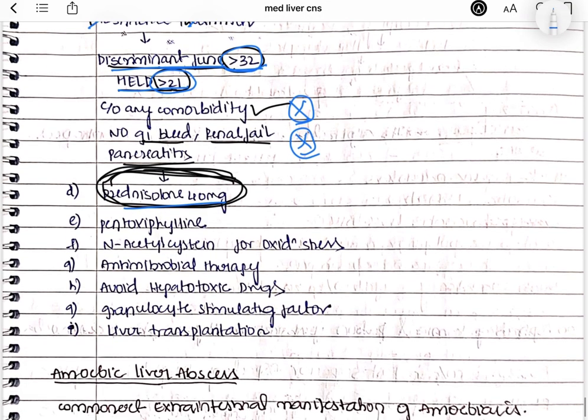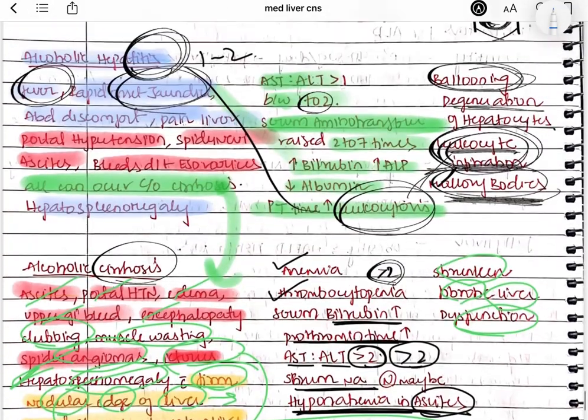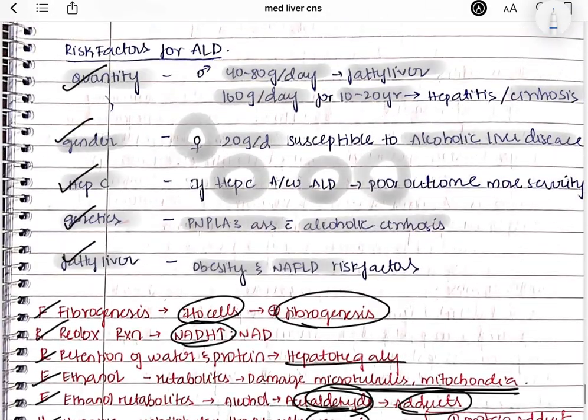Other treatments are also available, where you can give N-acetylcysteine, pentoxifylline, and antimicrobial therapy to treat secondary infections, and avoid hepatotoxic drugs. Granulocyte colony stimulating factor can also be given, and the last option is liver transplant. So this is about alcoholic fatty liver.